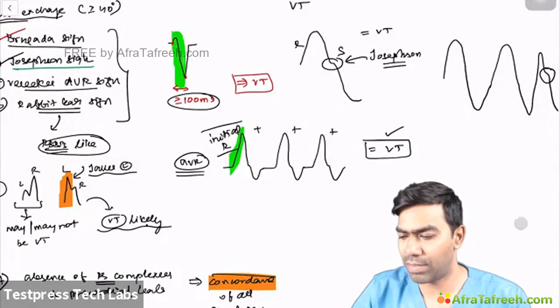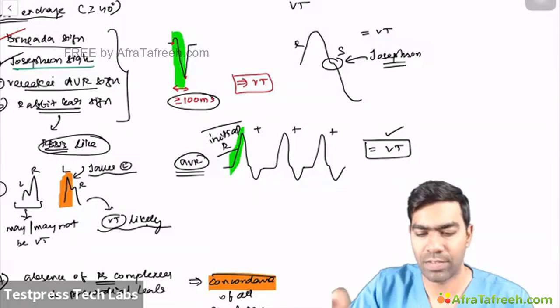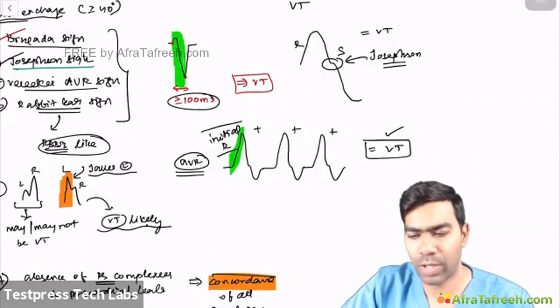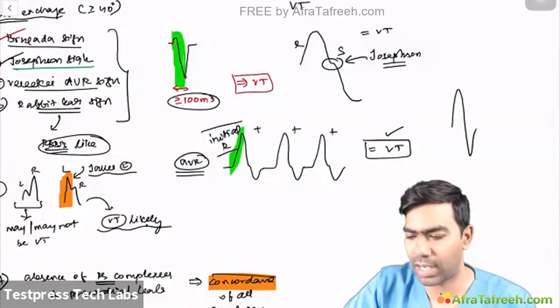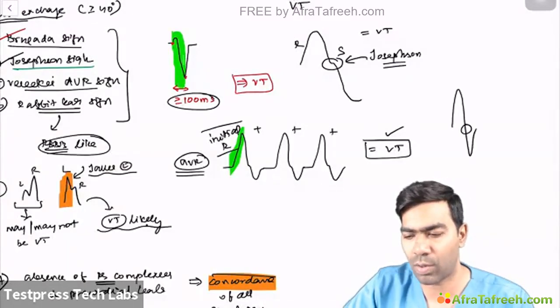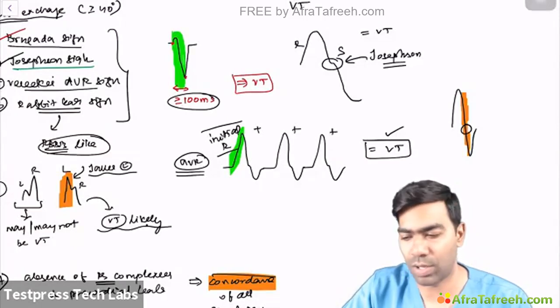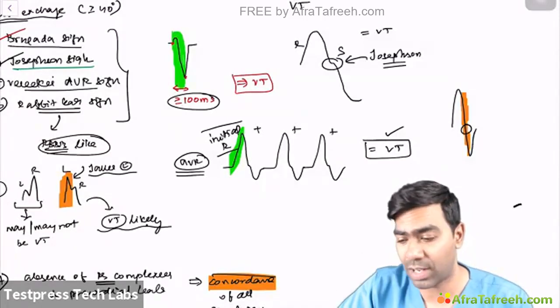The S wave, if it produces a notch, that is different. If the R wave produces a notch, that is different. And to tell it's an S wave, you should have a negative form like this. Without that, how can you call this an S wave in the first place? If that is your doubt, then how can you call it an S wave unless and until you cross the baseline like this?